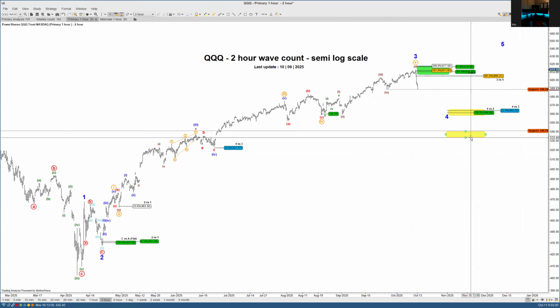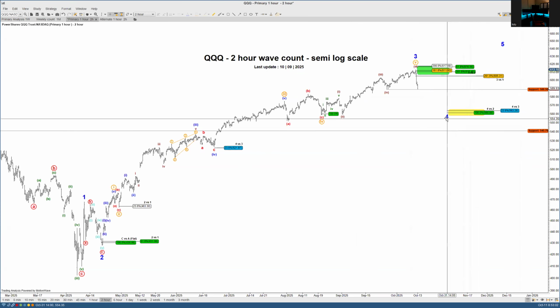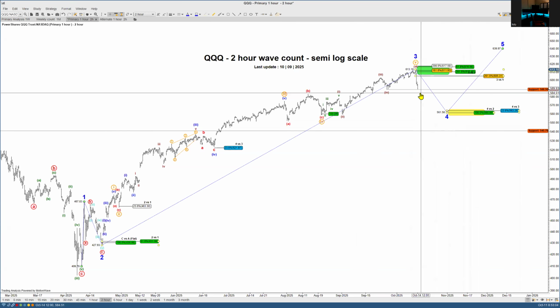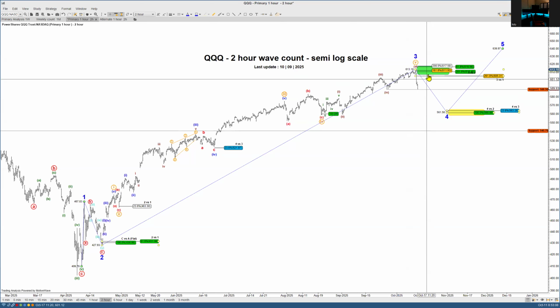We don't need to go that far down. We just leave it like this for now. So we just need to see what kind of a bounce we get from here.